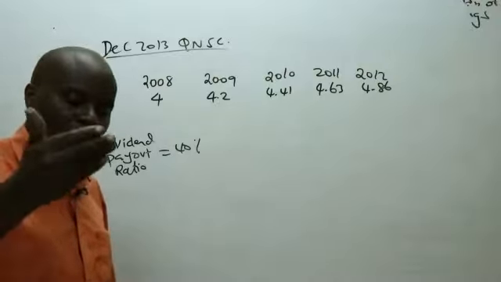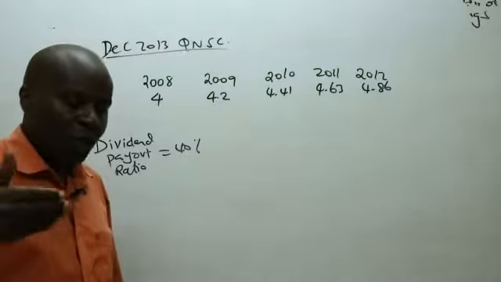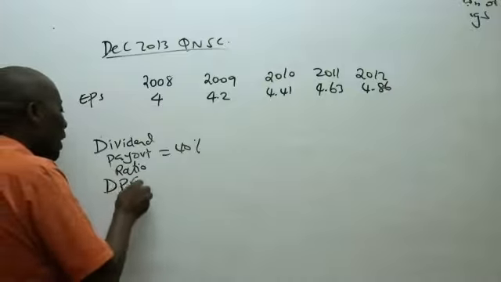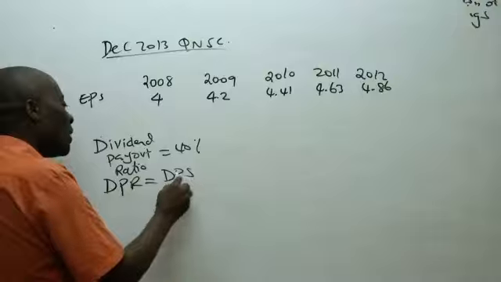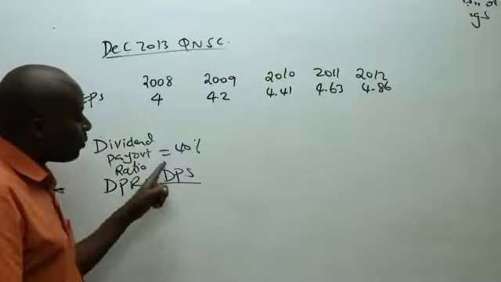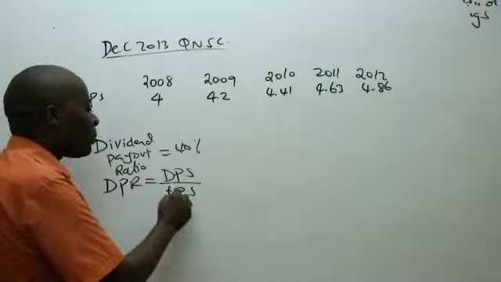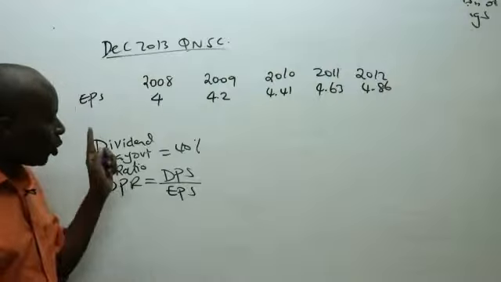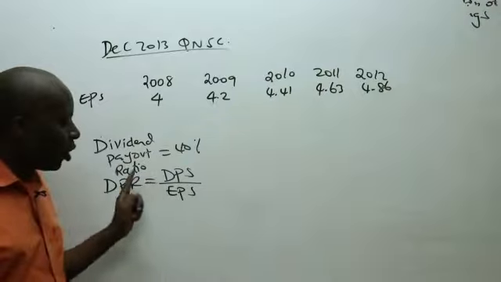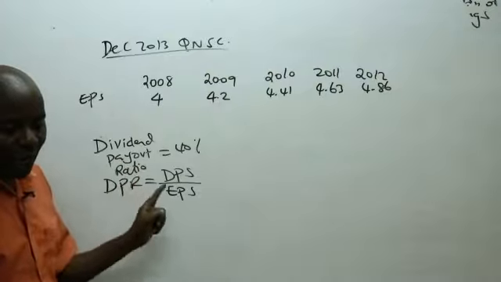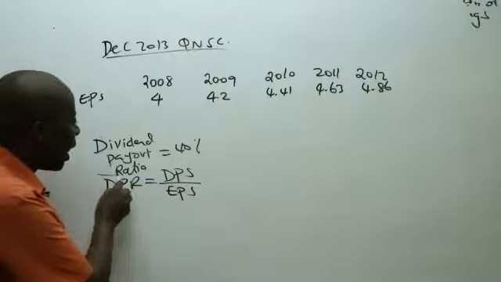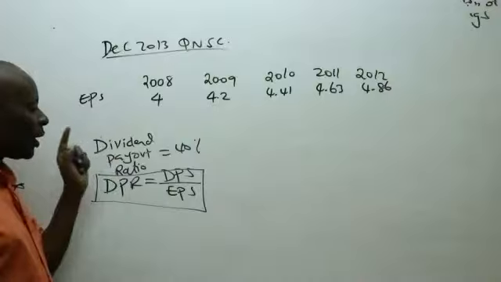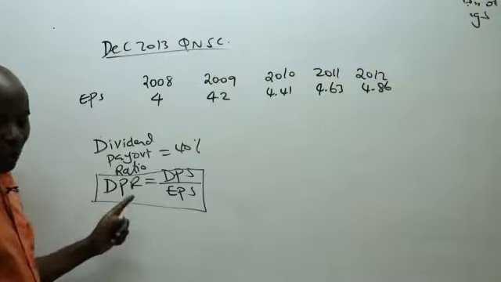Dividends are normally paid out of our earnings. So dividend payout ratio is always dividends per share, DPS, all over earnings per share. To get a dividend payout ratio, you'll always be taking dividends per share all over earnings per share. Please write this, and if possible, highlight this. Dividend payout ratio equals dividends per share all over EPS.